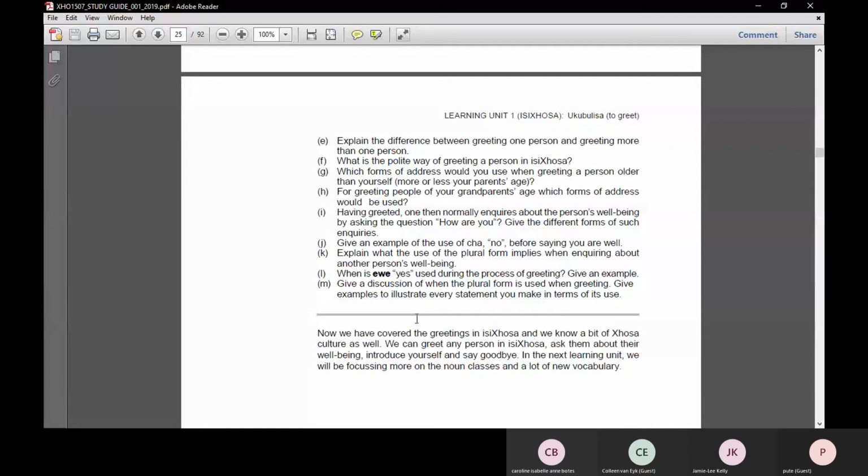So L. When is ewe used during the process of greeting? Give an example. What's the answer to L? When is ewe used in the process of greeting, guys? When do you say ewe?